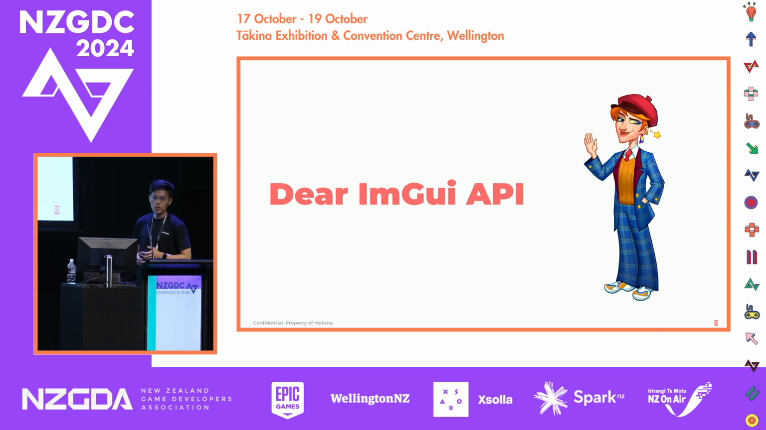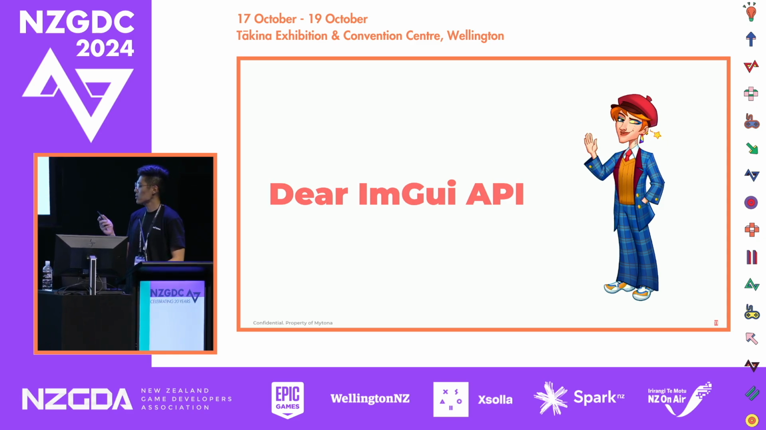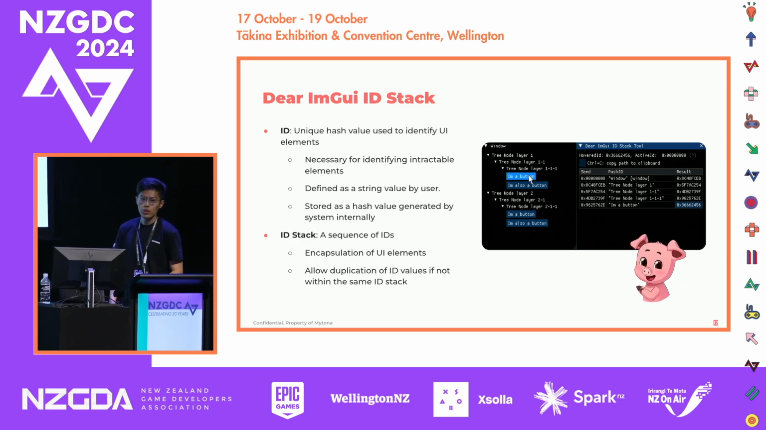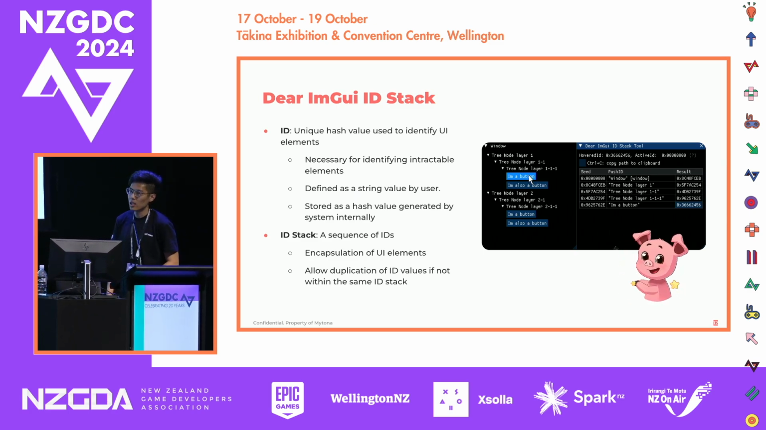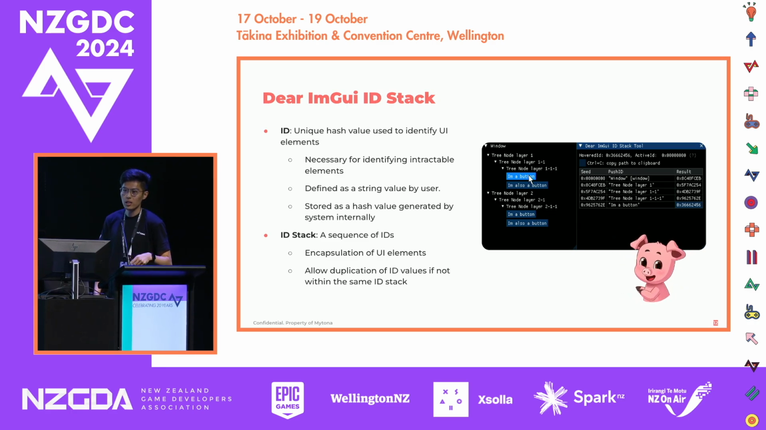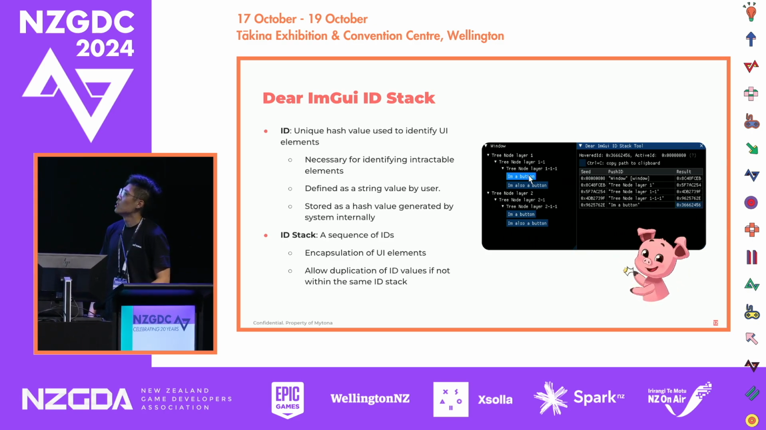So first, before we start building some application, we're gonna walk you through some of the basics of Dear ImGui. First thing we should look at is the ID and ID stack. ID is what the ImGui system uses to identify items or widgets. It's a hash value defined by the system.